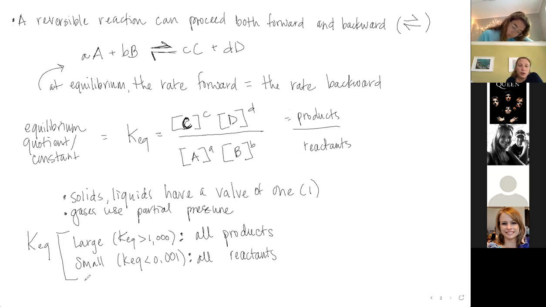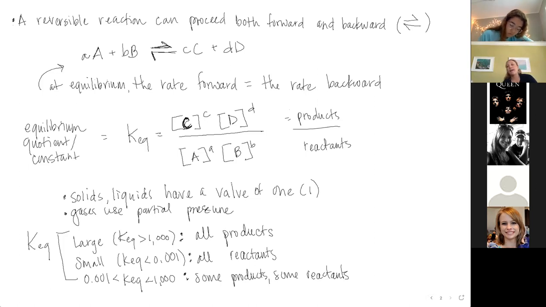And then if we are between 0.001 and 1,000, this is where we have some products, some reactants. And this is really where we're mostly going to be working problems. But it's important to always keep in mind that KEQ is a representation of this ratio of your products to your reactants. So the larger it is, the more product favored the reaction.